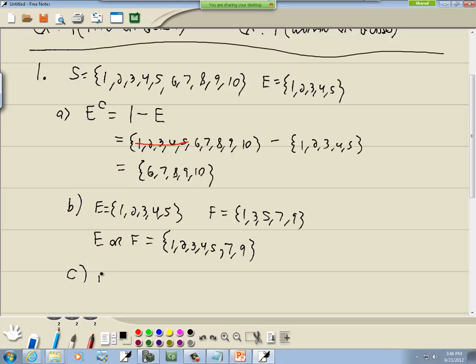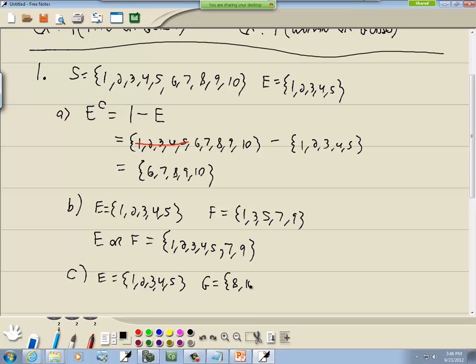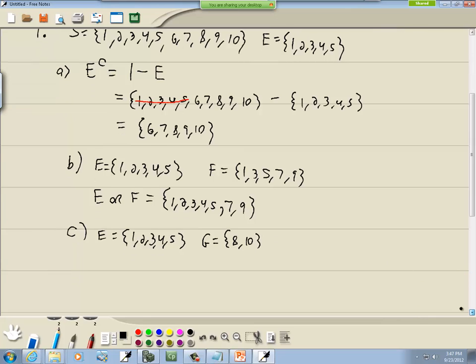Then E or G. Well, E is 1 through 5, and G is 8 and 10. And E or G, I'm going to merge them together. So I got 1, 2, 3, 4, and 5, and 8 and 10. Now notice they didn't have anything in common, did they? These are mutually exclusive. They don't have anything in common. These had some items in common. These are not mutually exclusive. So we had to subtract off the extra elements.